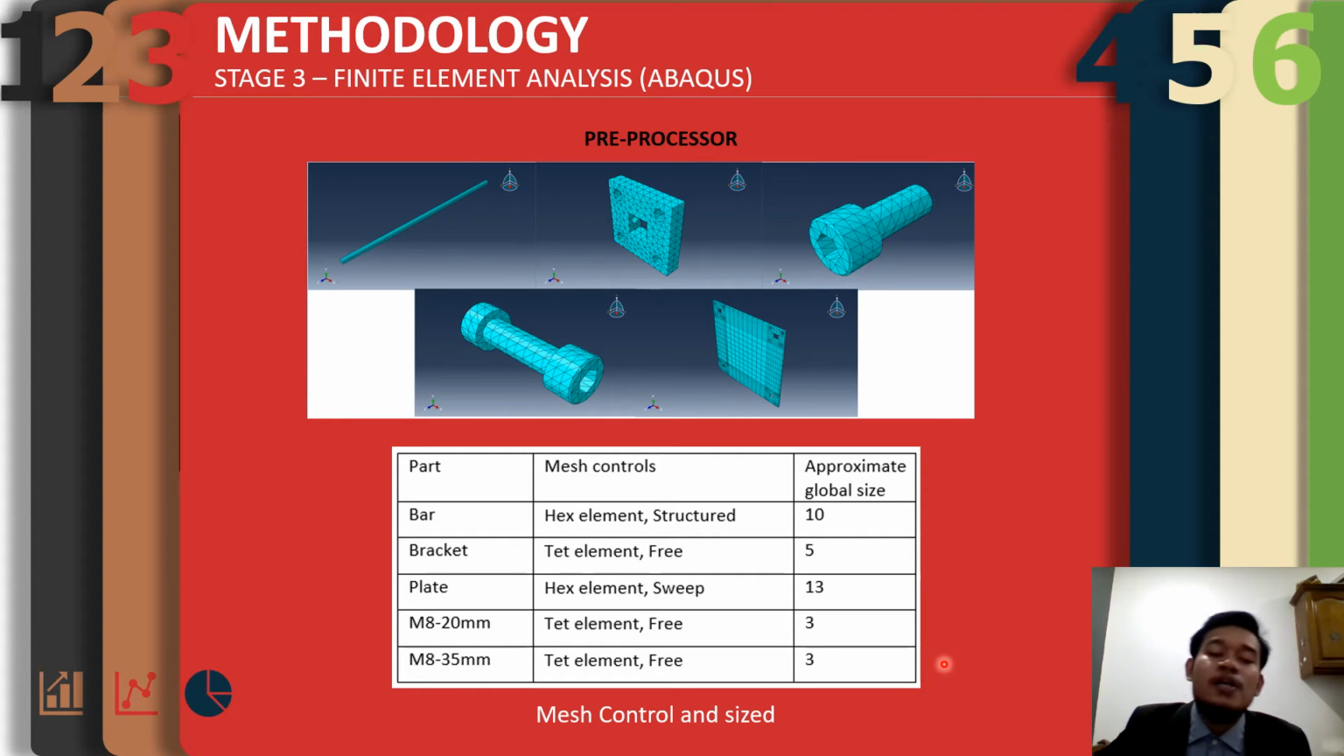Secondly, we must define the global size. If the global size is smaller, the computational time will increase, and the memory use is larger. So I decided to optimize my global size as small as reasonably possible.